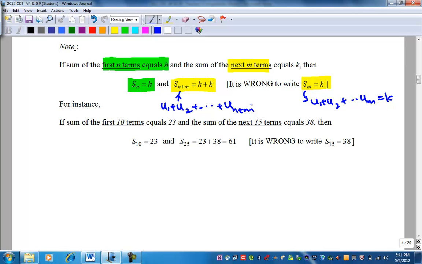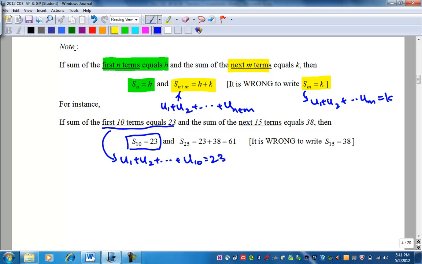To make it easier to understand, we look at some numbers. If the sum of the first 10 terms equals 23, what does that mean? We will write it as s subscript 10 equals 23, because it's the first 10 terms that we are adding. So it means u1, u2, add all the way to u subscript 10. Now that is 23.